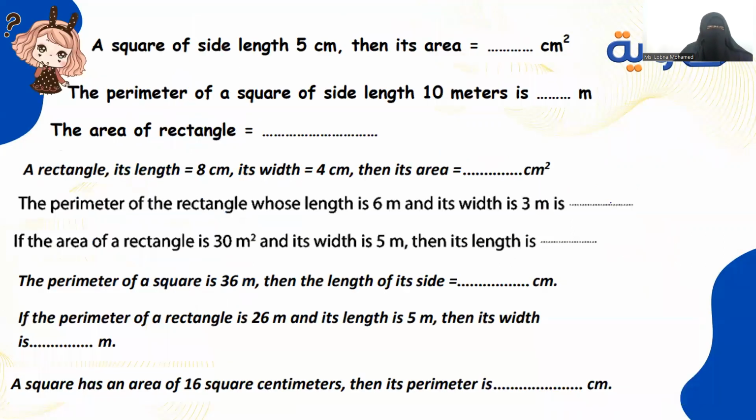Now let's start to solve the first question here. It says a square of side length 5 centimeters, then its area. The area of a square is side times side. He said the length here is 5. So you can say 5 times 5, which is 25.